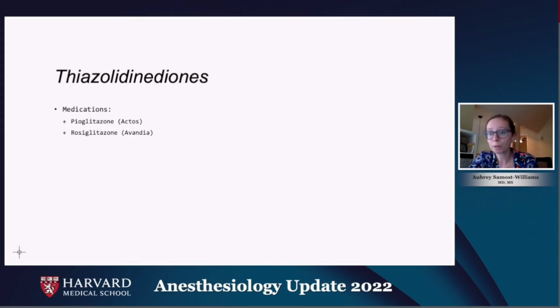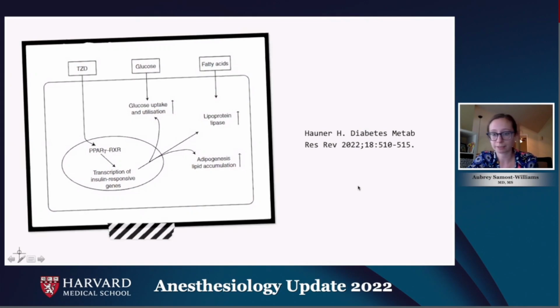The way that these guys work is a very interesting mechanism. These agents are going to work in the periphery because they're insulin sensitizers, and they interact with this receptor right here, the peroxisome proliferator activated receptor gamma. By interacting with that receptor, they promote transcription of genes that are used for insulin receptivity and insulin responsiveness. And so they've got a wide shotgun of effects.